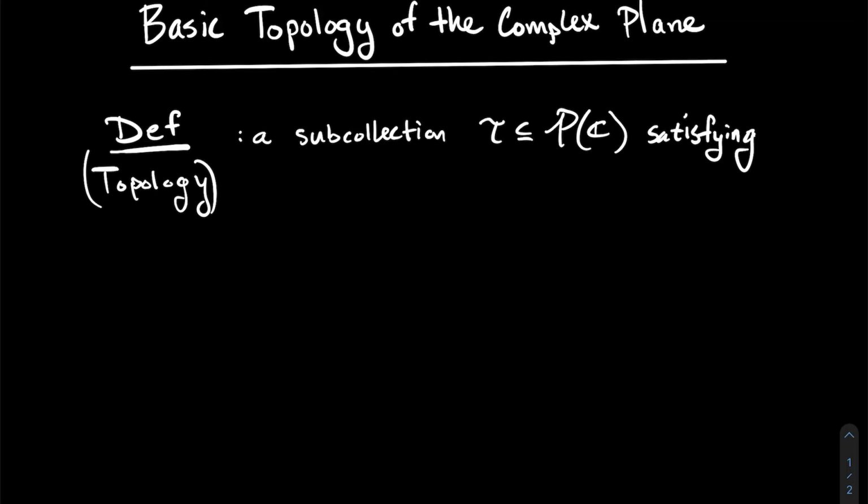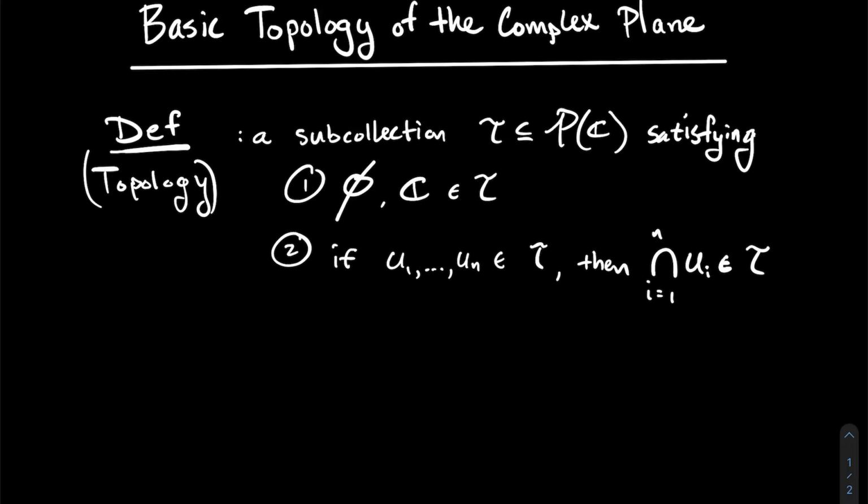So here's what T, my collection of subsets of complex numbers, has to satisfy. Number one, the empty set and the whole set of complex numbers have to be elements of T. So those have to be two subsets that I pick to be in T. Number two, if U1 through Un are elements of T, then their intersection has to be in T as well. Another way to say that is that T is closed under intersections of finitely many things from T.